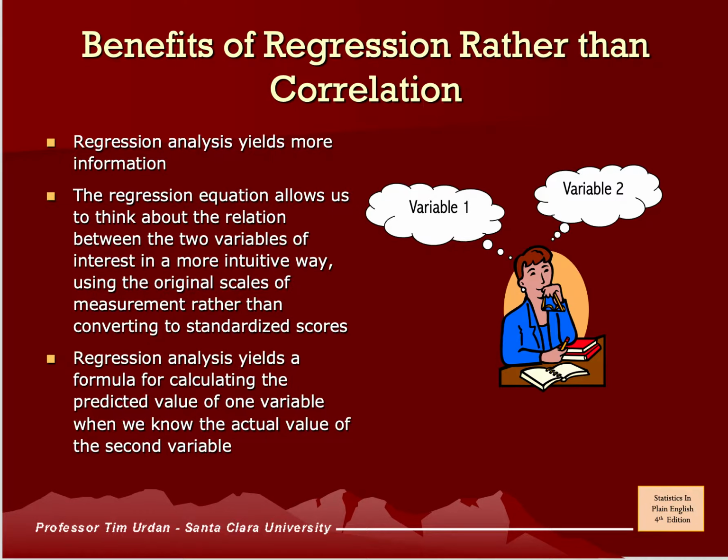There are some benefits to regression over using correlation. It gives us more information. It lets us think about the relationship in a more intuitive way. It gives us a better outcome and a measurement to quantify the relationship. And it also gives us a formula where we can predict that if I have this much of my independent variable, then this is what will happen in my dependent variable.